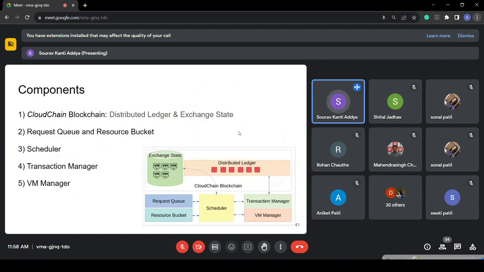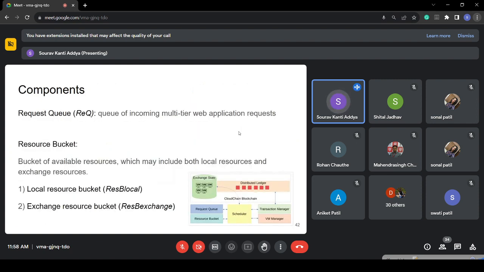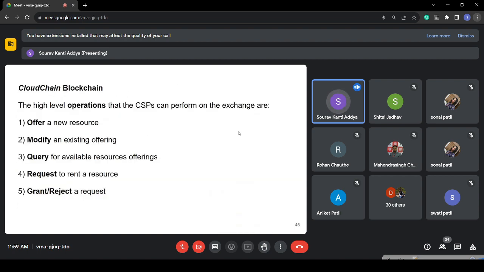As I said, these are the different components. I will not go into detail. We can offer a new request, modify an existing offering, query the available resource offerings, request to rent resources, and grant or reject resources. So whatever objectives and properties a normal cloud federation or multi-cloud architecture has, all of these are intact in this proposed model.